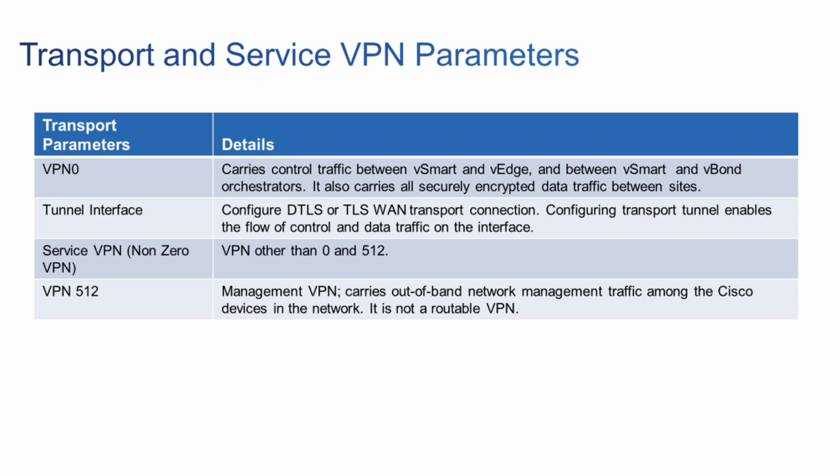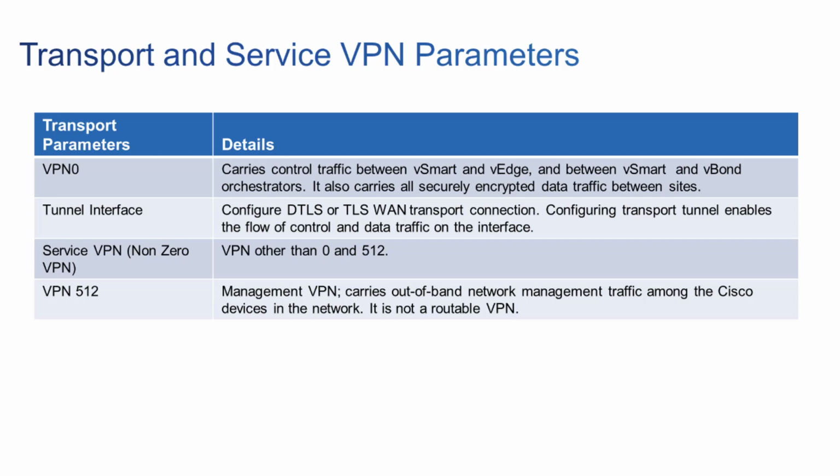VPN 512 is the management VPN. It carries all of the out-of-band network management traffic between the different Viptela devices in the overlay network. And VPN 512 is actually enabled by default. You can, of course, modify that configuration.